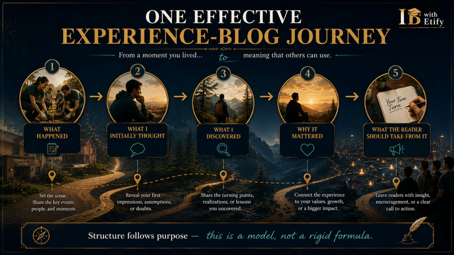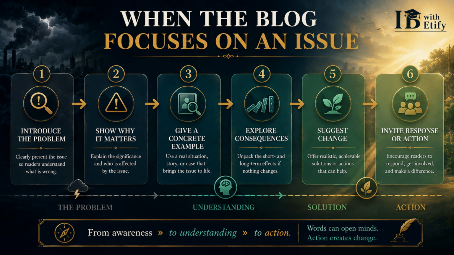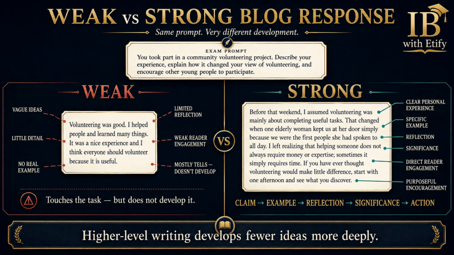Once the situation has been introduced, develop the main ideas in a logical sequence. For an experience-based blog, a useful progression is what happened, what you initially thought or felt, what you discovered, why the experience mattered, and what the reader should take from it. For an issue-based blog, the progression might instead be introduce the problem, show why it matters, give an example, consider consequences, suggest changes, and invite readers to respond or act. Do not treat those as rigid templates. Structure must follow purpose.